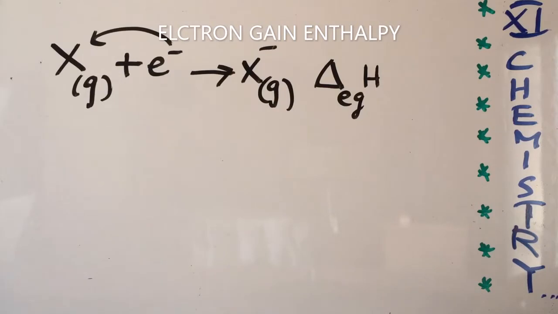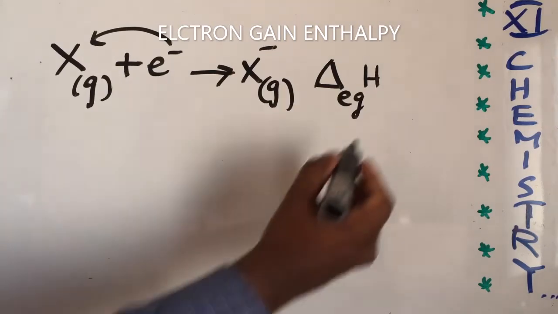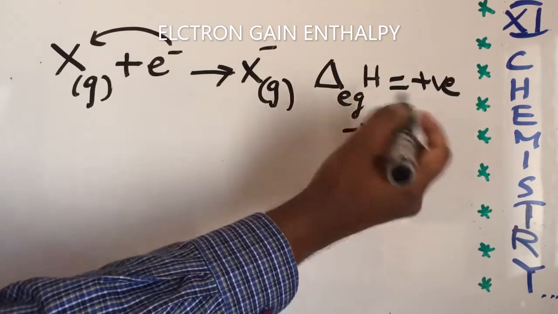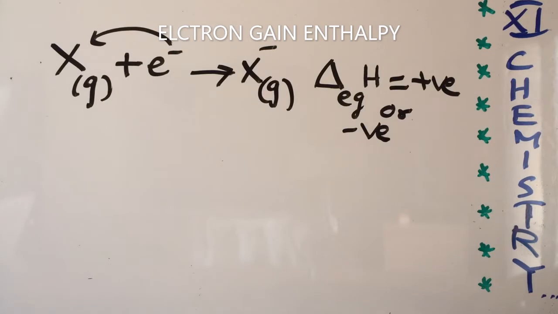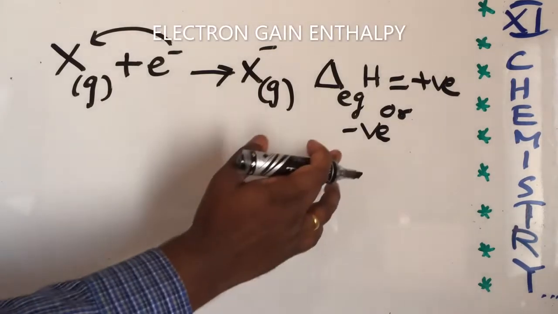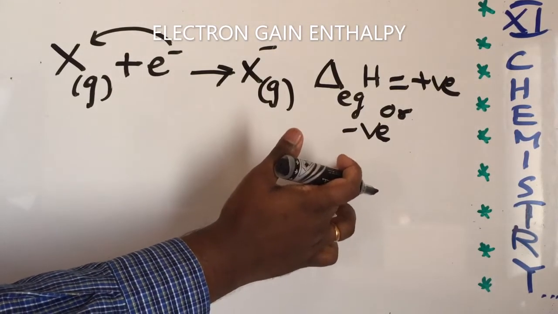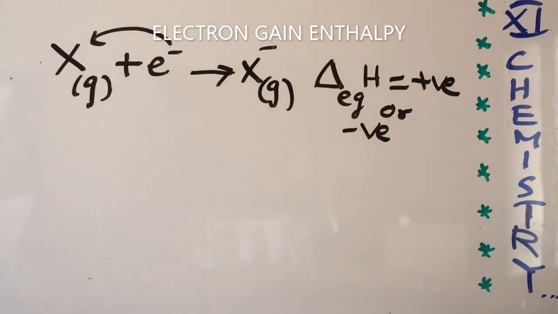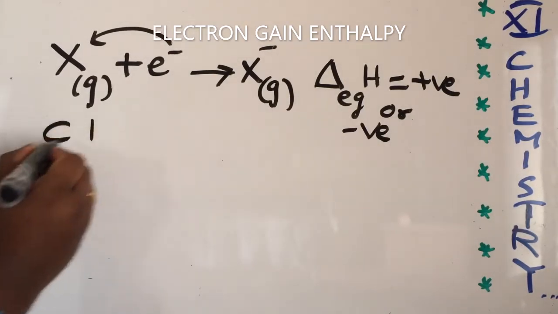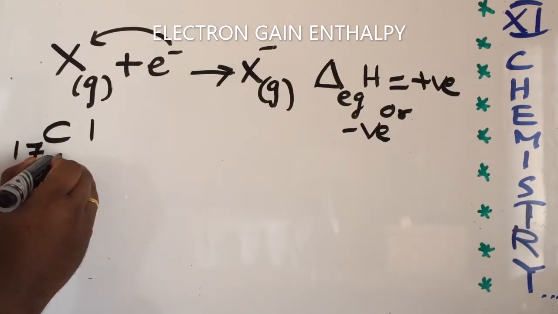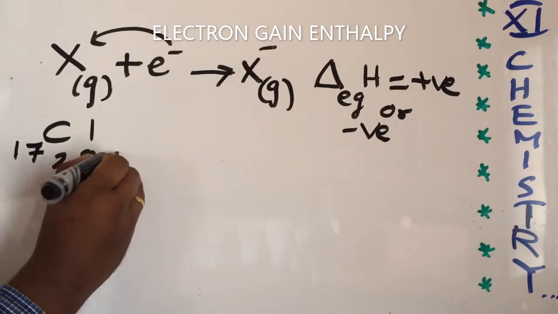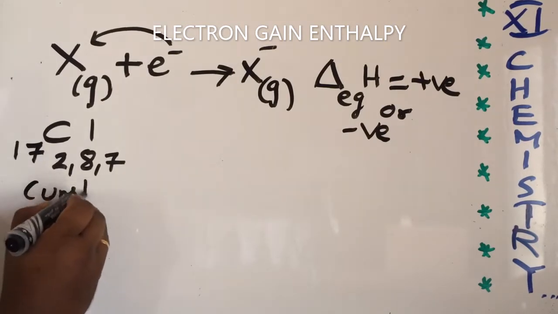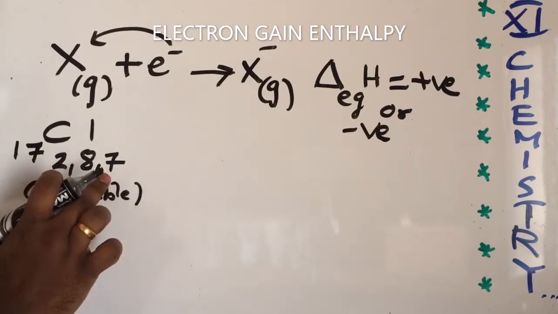The value of electron gain enthalpy can be positive or negative. Both values are possible. The positive or negative value of electron gain enthalpy depends upon the nature of the element. For example, chlorine. Chlorine's atomic number is 17. Electronic configuration is 2, 8, 7. Chlorine is highly unstable. Why is it unstable? Due to 7 electrons in the outermost shell.